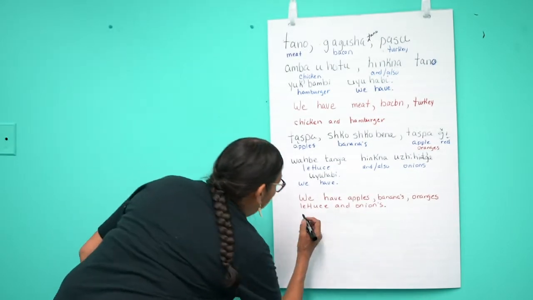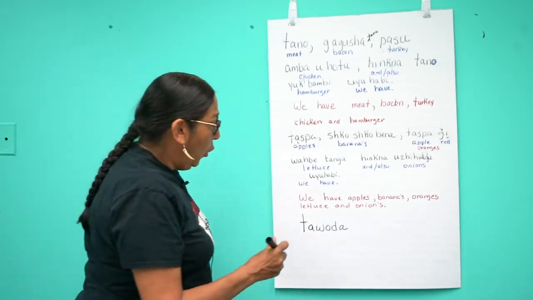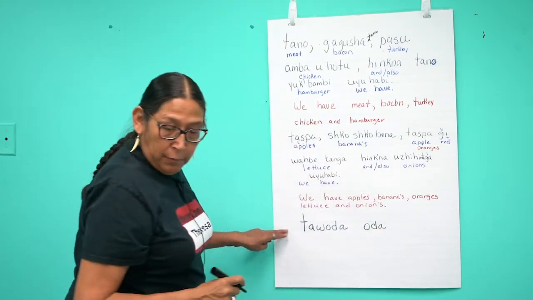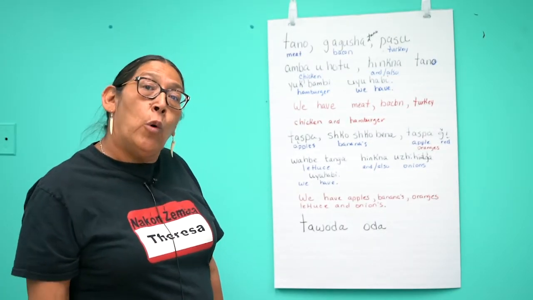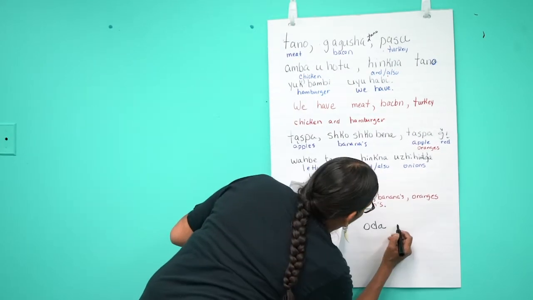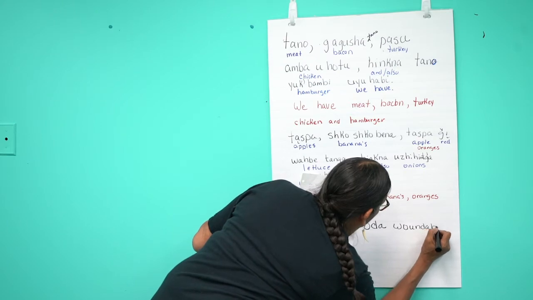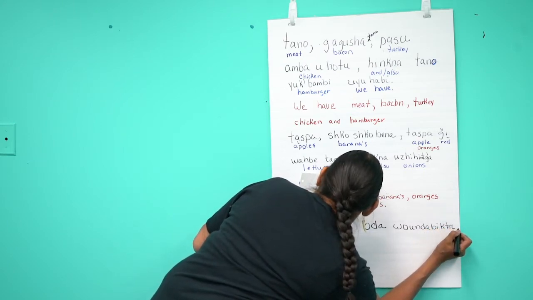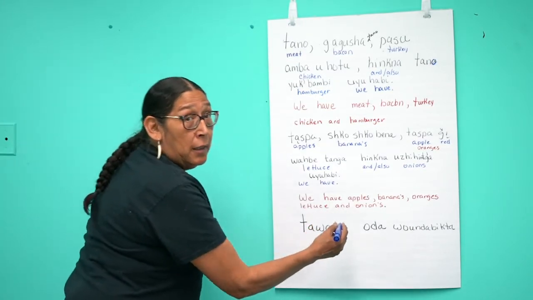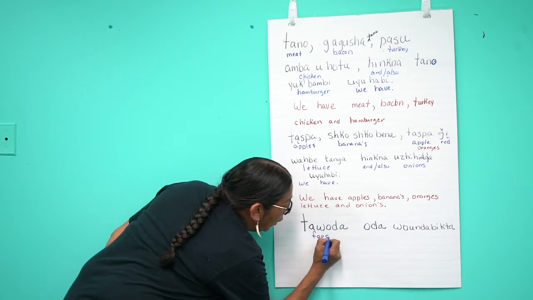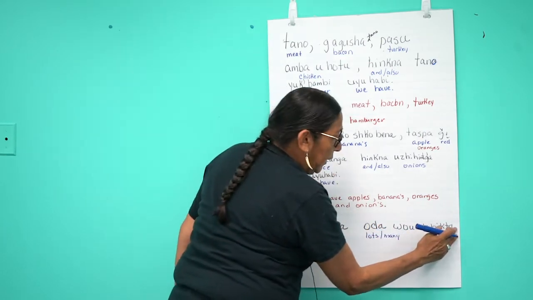Our next sentence. Tawoda, oda, wo unda bikta. Make sure I spell it right. Tawo oda, wo unda bikta. Tawoda, food. Oda, lots or many. Wo unda bikta.